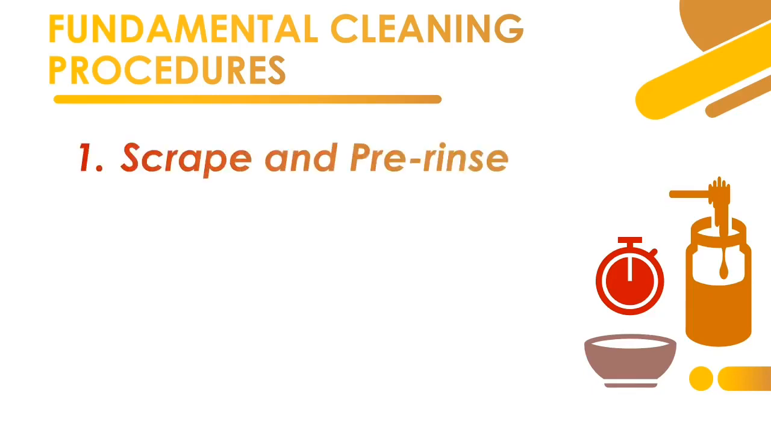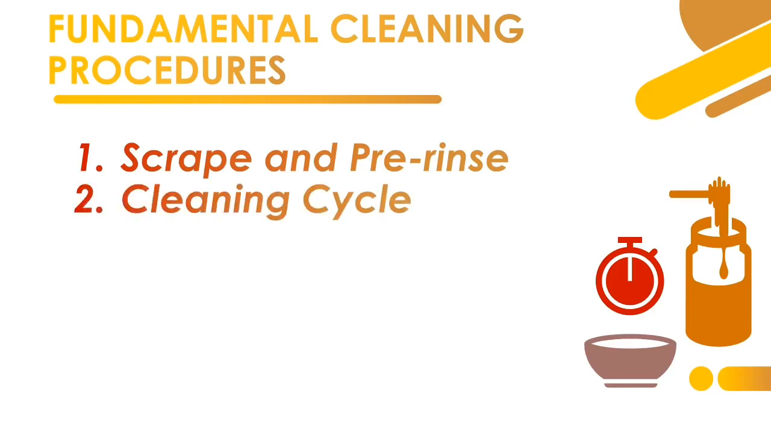1. Scrape and pre-rinse. Soiled equipment surfaces are scraped and rinsed with warm water to remove loose food soils. 2. Cleaning cycle. The removal of residual food soils from equipment surfaces is based on the manipulation of basic cleaning factors and the method of cleaning. 3. Rinse. Rinse all surfaces with cold to hot water, depending on the temperature of the cleaning cycle, to thoroughly remove all remaining chemical solution and food soil residues.